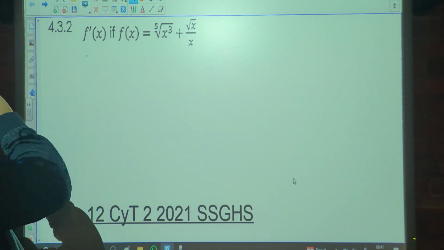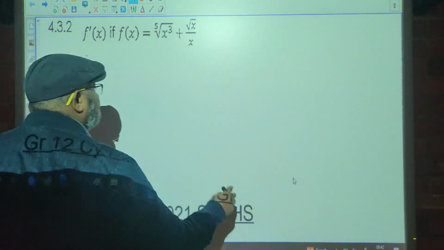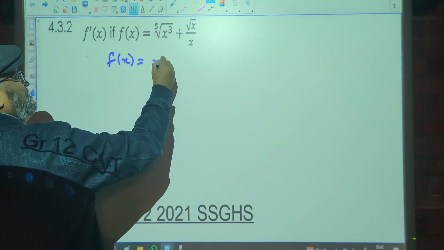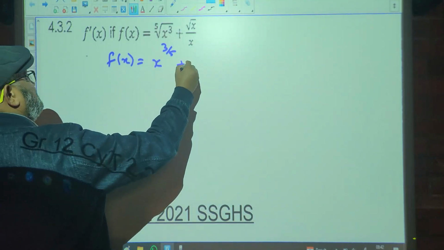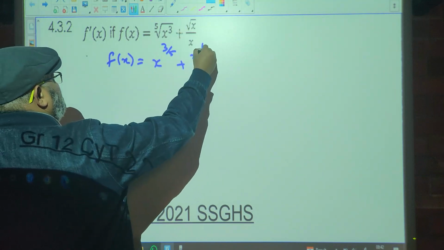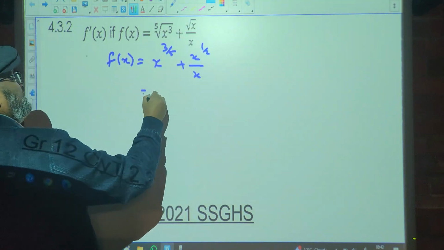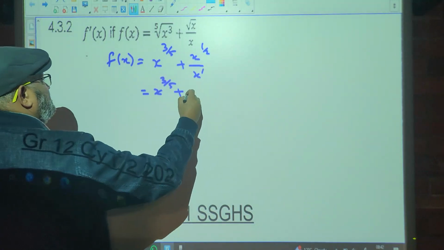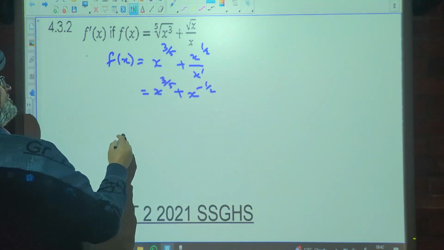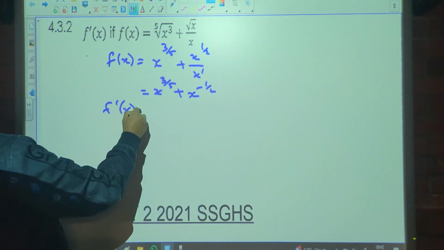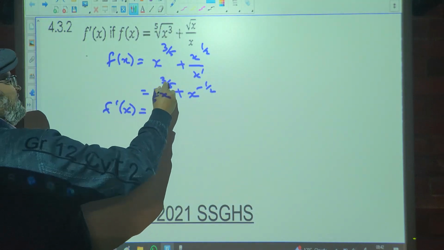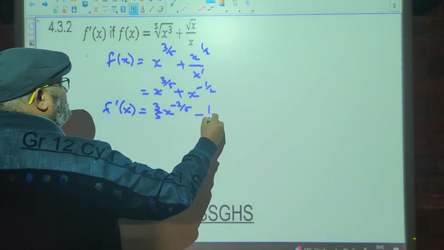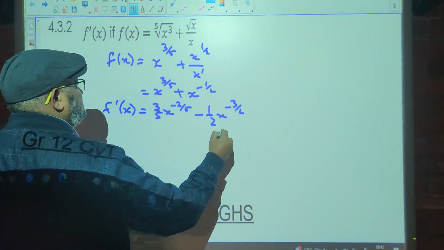4.3.2. f prime x, and f of x is equal to that. So we've got f of x is equal to, that must be written in exponential form. So it's going to be 3 over 5 x plus, that can be written as x to the half over x to the 1. So that's going to give you x to the 3 over 5 plus half minus 1 is minus half. Apply my derivative. So f prime x is equal to 3 over 5 x to the minus 1 is negative 2 over 5, minus a half x to the minus 3 over 2.